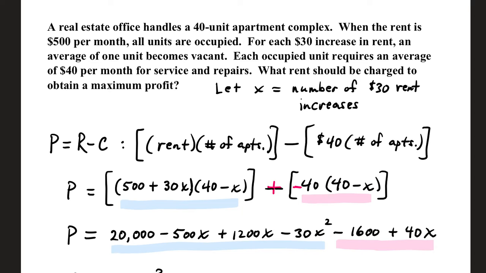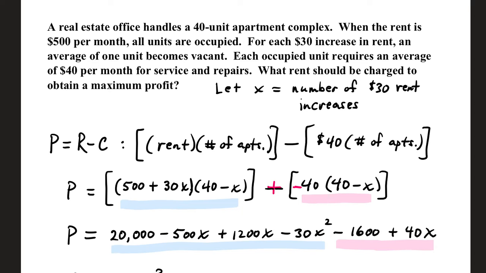In this one, let's let x be the number of rent increases. For this particular problem, $30. Profit, recall, is revenue minus cost. Revenue is the money coming in, so that is the rent charged times the number of apartments being rented. Cost is the money going out. That's $40 for each apartment that is being rented.